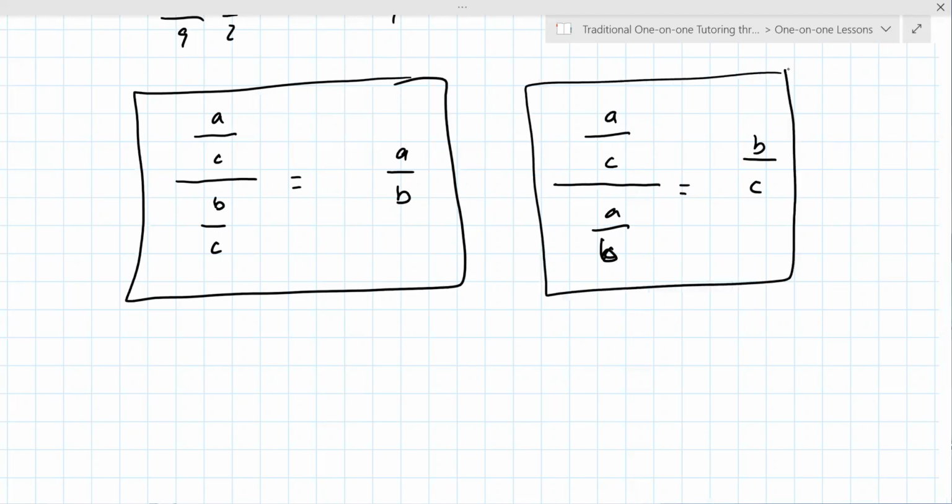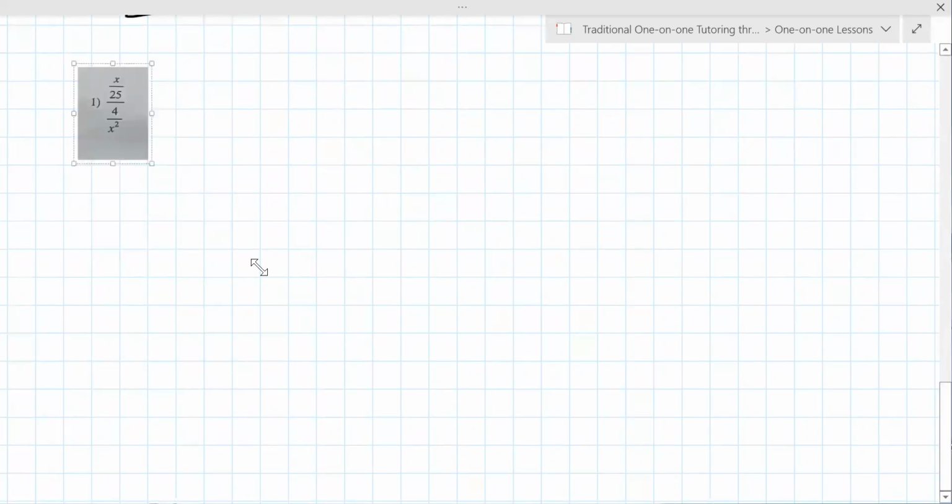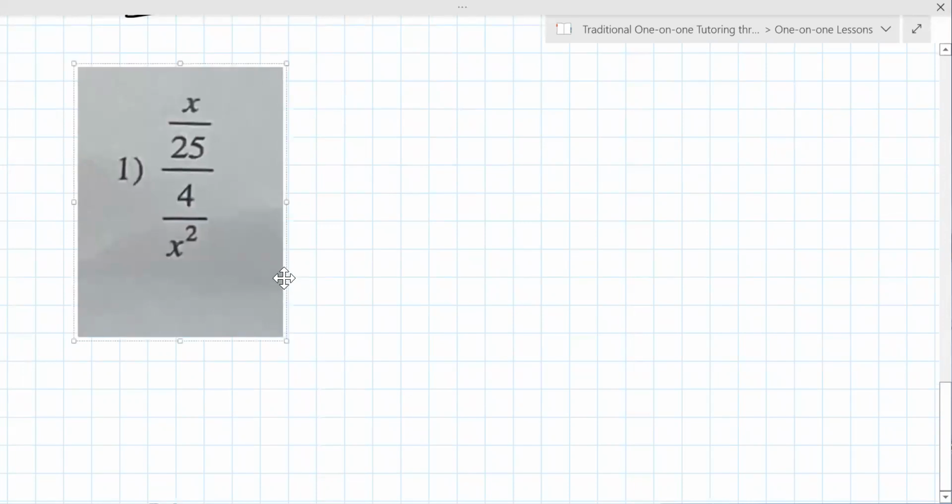Now, your problems are not numerical. They are expressions. They call them complex fractions. And so we'll look at some of these together here to help out. So the strategy is always to multiply by the reciprocal.